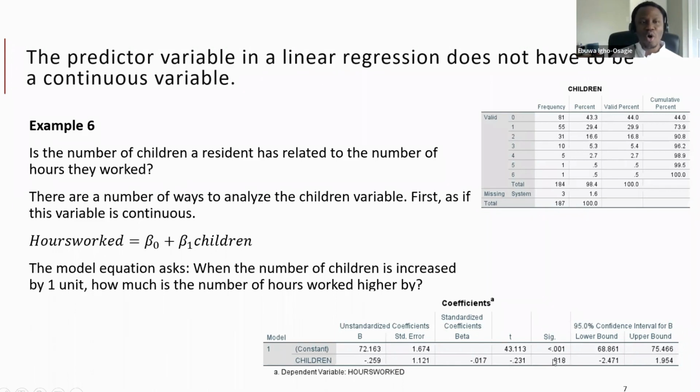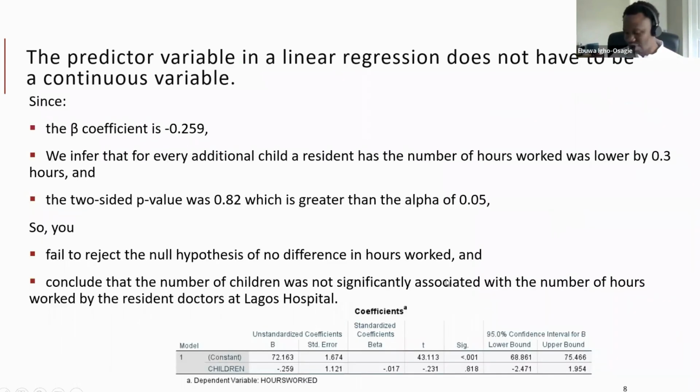It is almost 1. So we fail to reject the null. The null is that the number of children you have has no relationship with the number of hours you work. So we do not believe these figures. We fail to reject the null. That means we basically accept the null that the number of children you have does not affect the hours worked. Look at this table here. We're going to come to it in subsequent slides, but just take a good look at it.